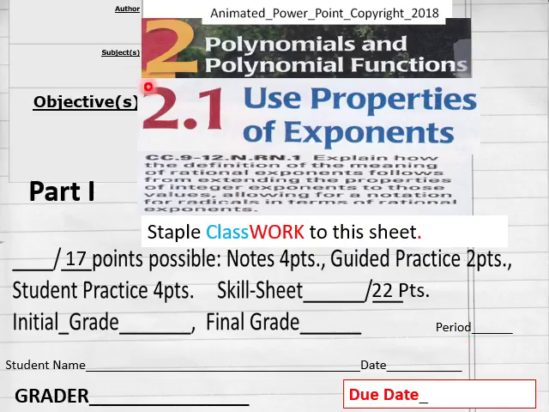2.1 Algebra 2, use properties of exponents. We have 22 points in the class worksheets and 17 points for notebook taking, for taking notes. So students, get ready to take lots of notes in this lesson.